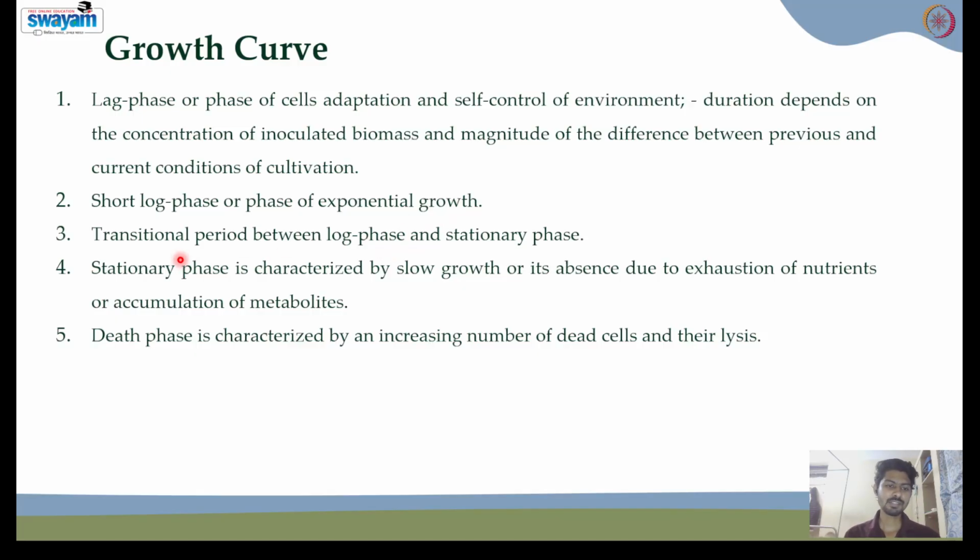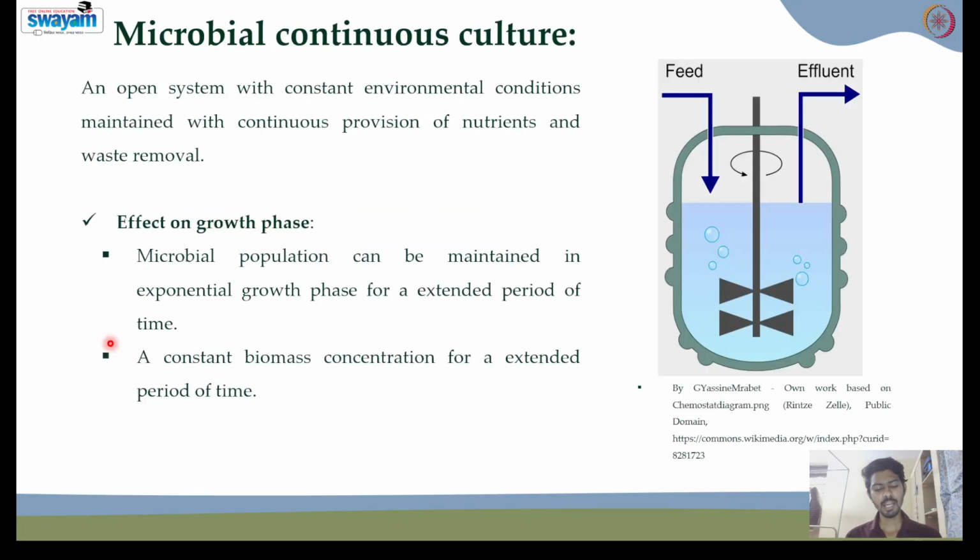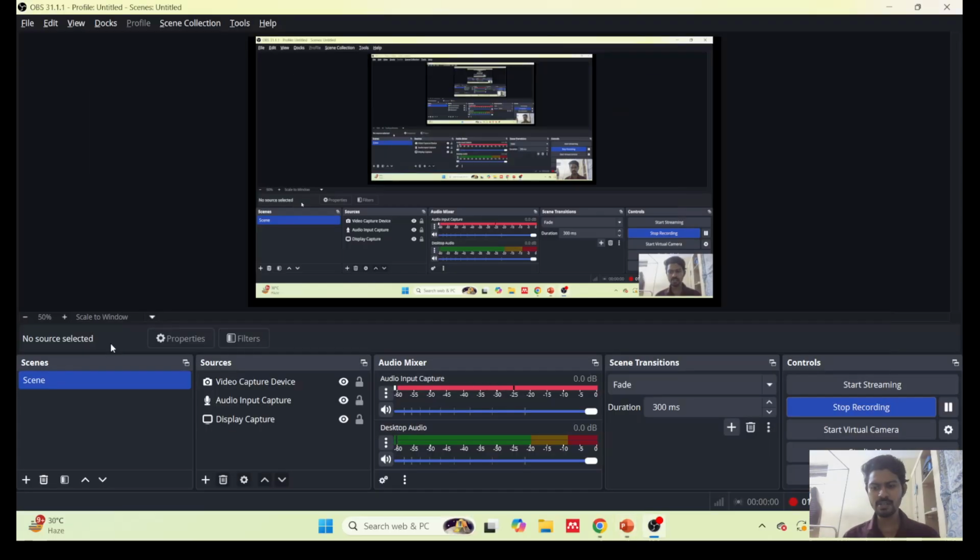Then we observe the transition period between the log phase and the stationary phase, where an exhaustion of nutrients is going to happen. Finally, the stationary phase occurs, mainly due to the exhaustion of nutrients or accumulation of metabolites. Finally, the number of dead cells and their lysis outnumbers the living cells, and we observe a death phase for the microorganism. So this is the typical growth curve that you will observe in the batch system. And what about the continuous culture?